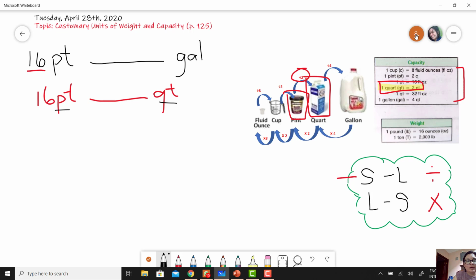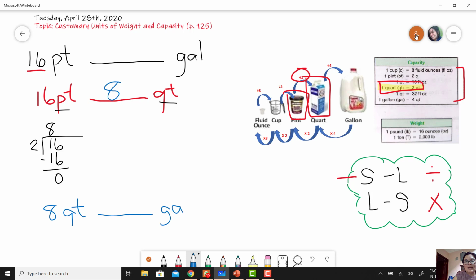So that means that we are going to divide 16 pints by 2. And 16 divided by 2 is 8, because 8 times 2 is 16, and we have 0 when we subtract. So that means that in 16 pints, we have 8 quarts. Now, guys, look, we already have 8 quarts. So now we are going to change the 8 quarts into gallons.